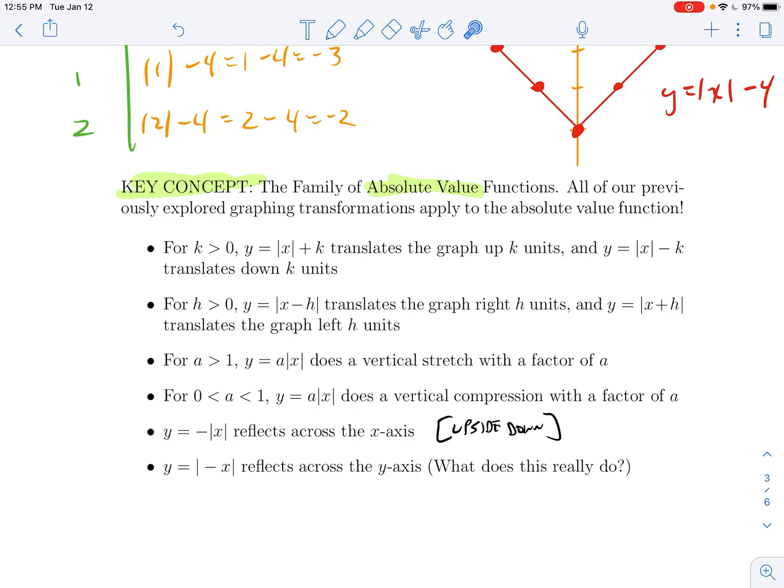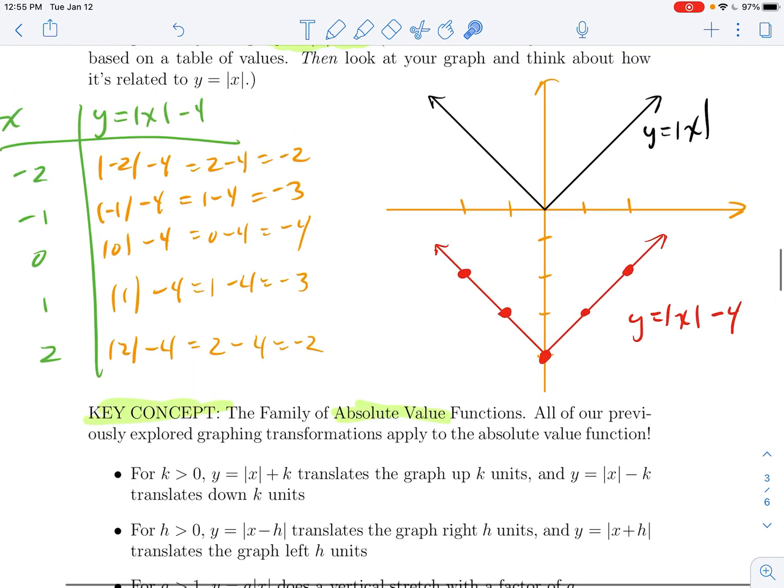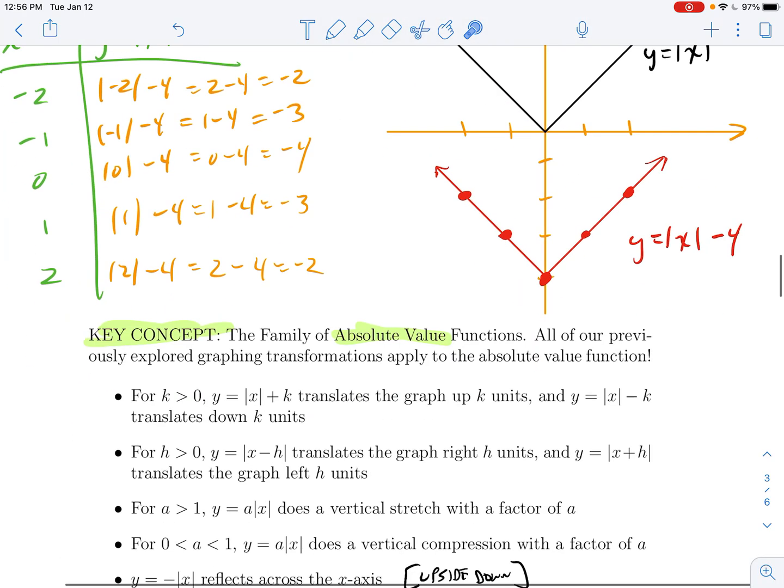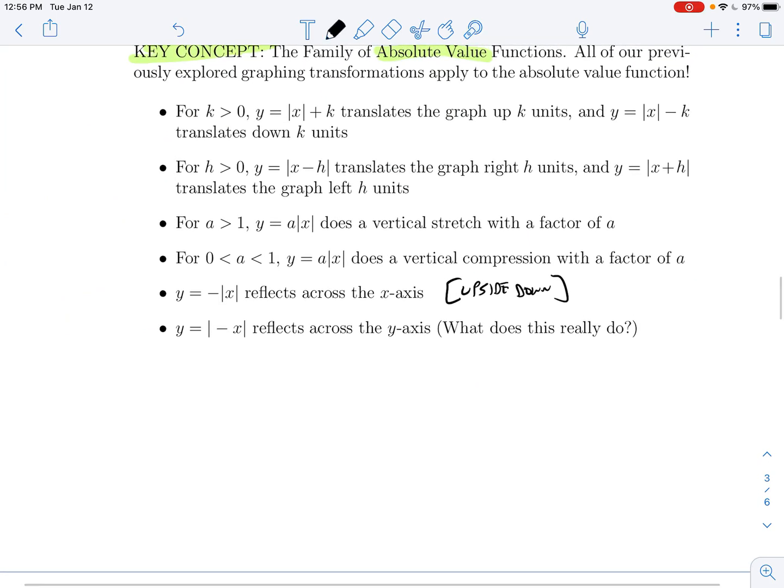Putting it on the inside reflects across the y-axis, but you'll notice this graph is already symmetric to the y-axis. If I flip left and right, it looks the same. So really what happens is this is the same as the original absolute value. And that hopefully makes sense. A negative in the absolute value just turns into a positive anyway. So all of this you've seen before, but it's good to keep reinforcing.